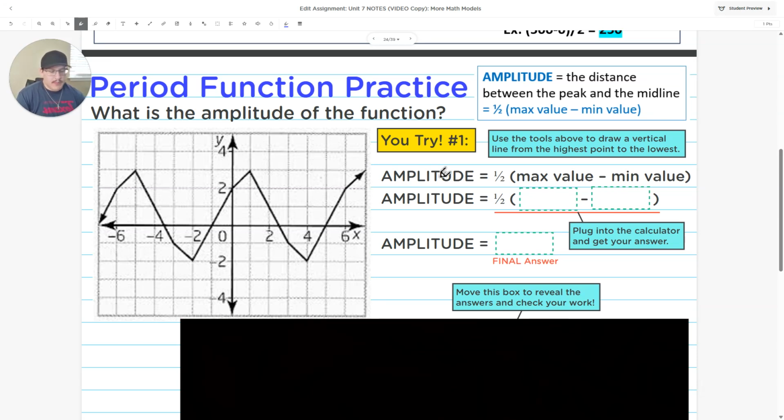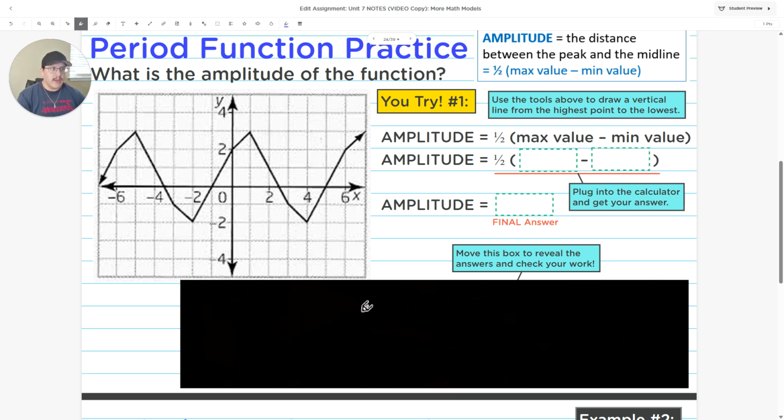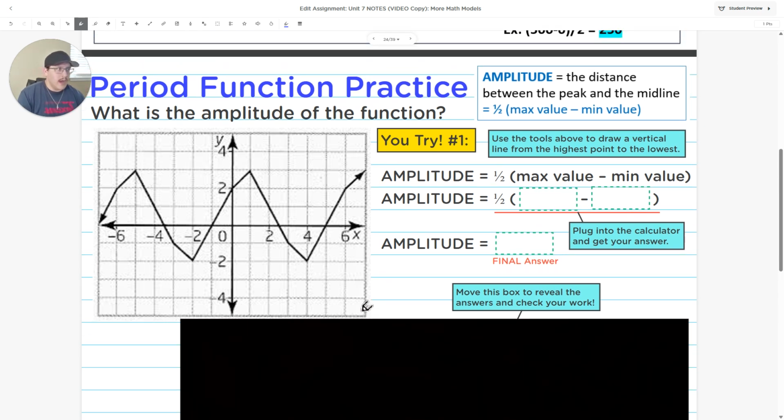Okay, now for you try number 1, what is the amplitude of the function? And again, amplitude is half of the max value minus the minimum value. So find the maximum, find the minimum, make sure you're using the y values, not anything else, subtract the two, and then take half of it, and you'll get your final answer. Now notice how this graph has some negative numbers, so take that into account whenever you plug it in and then get your answer. If you're on ClassKit, go ahead and pause the video, fill this out on your own, and then you can check your answers right here below, see if you went about this in the correct manner. Otherwise, I'm going to continue on and show y'all how to do this.